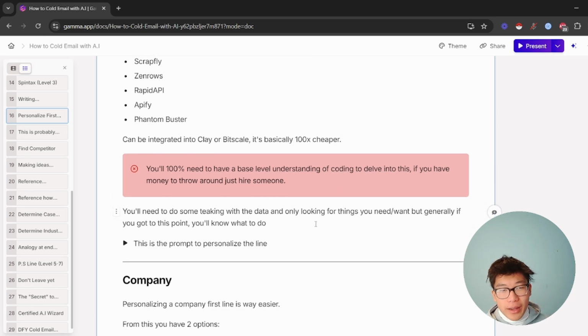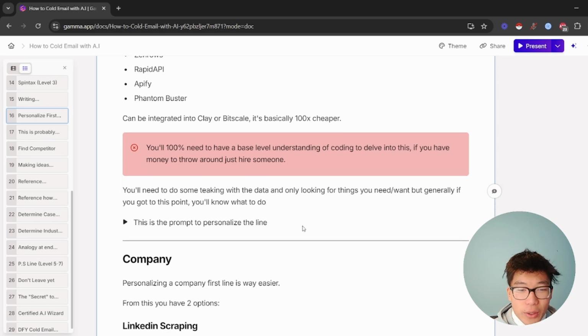Truthfully, I know a bit. I don't know as much as I'd like to, but I know enough to play around with this stuff. You'll need to do some tweaking with the data and only look for things you need. But generally, if you can scrape your data, you'll know how to work with the data. It's truthfully just like that. Yeah, you'll know what to do at that point.